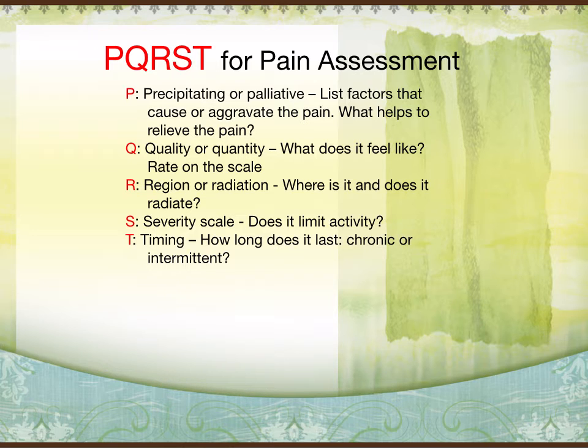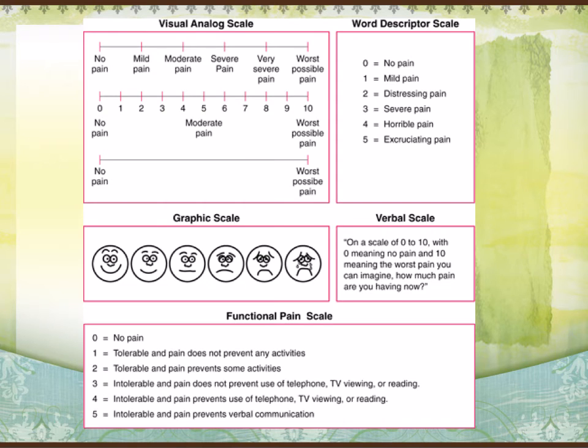Intermittent means on and off. It comes sometimes and it goes away, and then comes sometimes and goes away. So this is very common criteria for pain assessment. Now, this slide shows you some pain assessment tools.